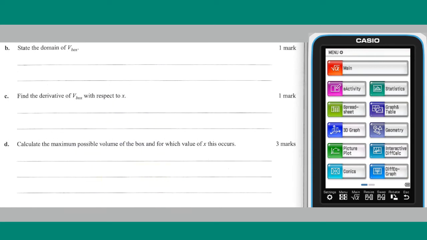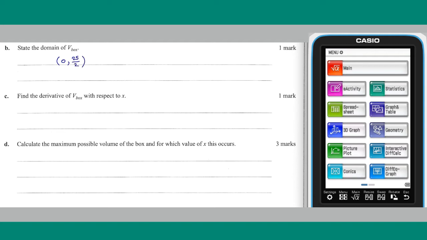Part B. The domain of the volume function VBox is determined by the fact that it is greater than 0, so the dimensions must be positive, meaning that x is greater than 0, and 25 take 2x is also greater than 0, which means that x is less than 25 over 2.